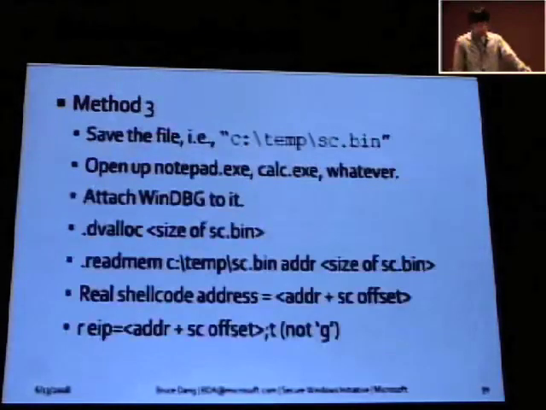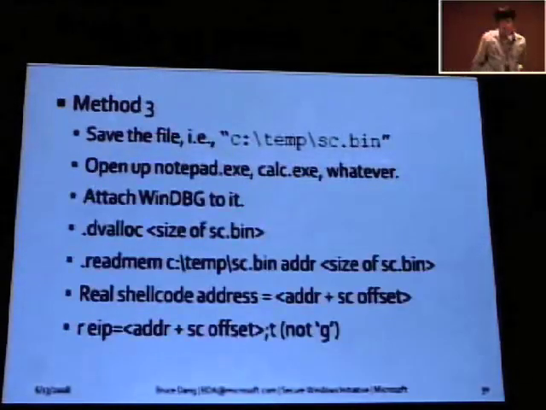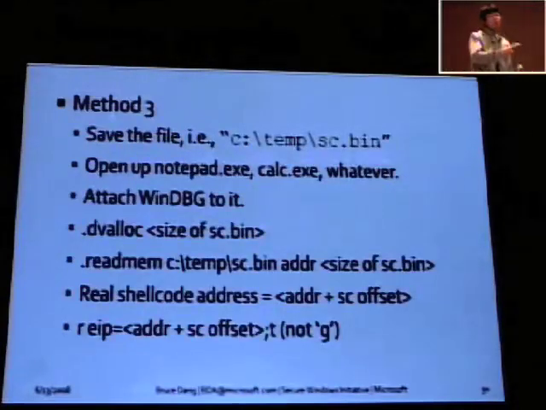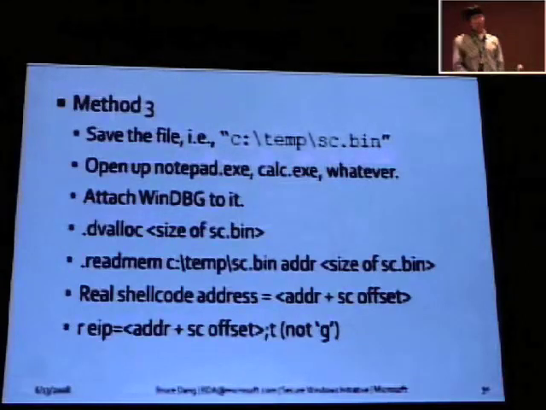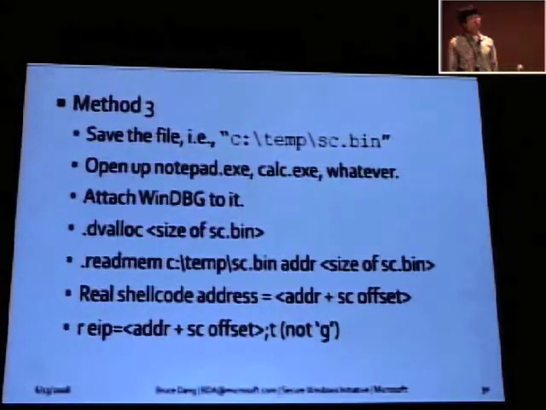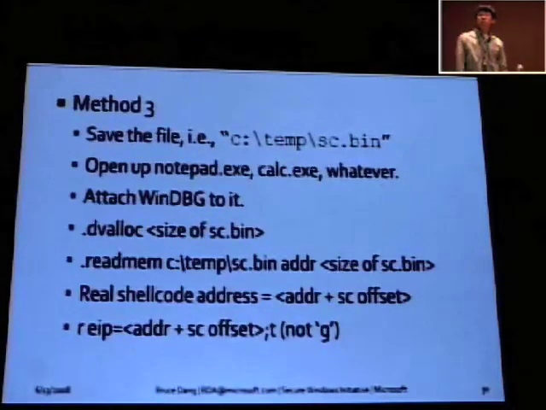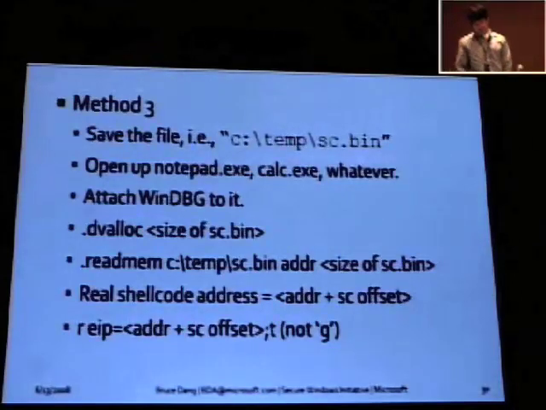All right, method three is to use WinDBG. What you do is you save the entire Word document in a temporary file, like a bin file, whatever. You open up Notepad or any other exe, attach WinDBG to it, and then you call dvlock. Anybody use WinDBG here? Ooh, lots of people. Anybody know what dvlock does?